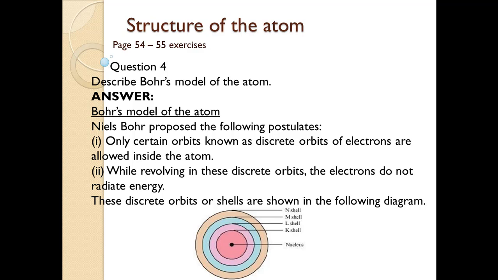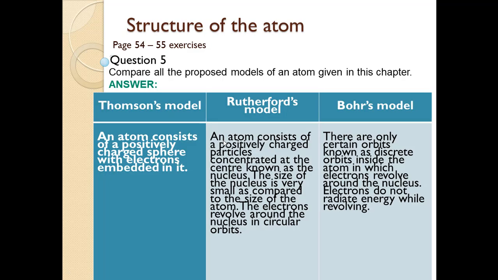So this is the model. We know there at the center there is a nucleus and discrete orbits are named as K, L, M, N, etc. Or we can represent the shells by using the numbers 1, 2, 3, 4, etc. Alright, we'll move to question number 5. Question number 5 is compare all the proposed models of an atom given in this chapter. So we have 3 models: J.J. Thomson's model, Rutherford's model and Niels Bohr's model, isn't it?